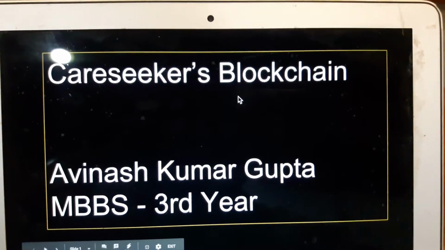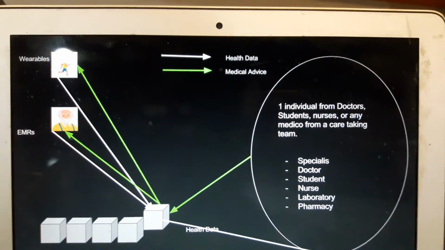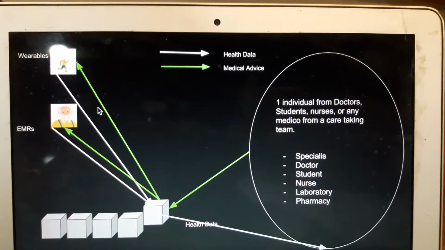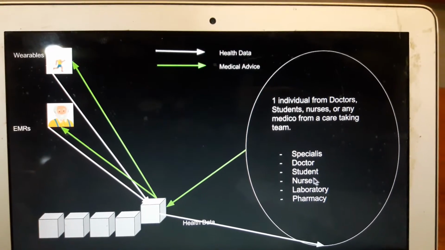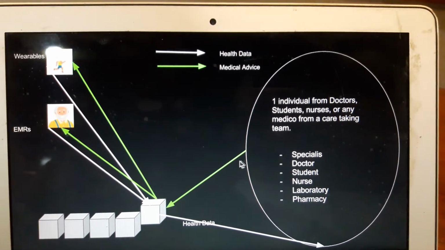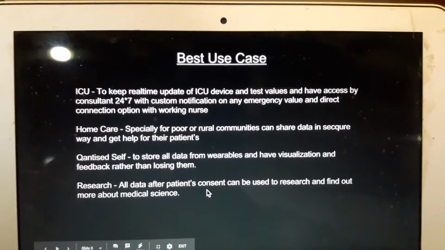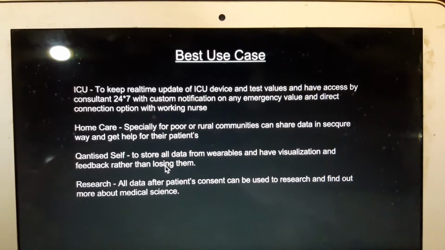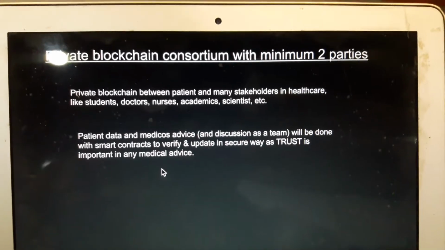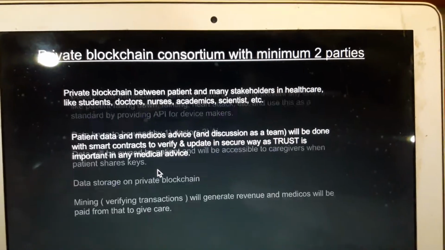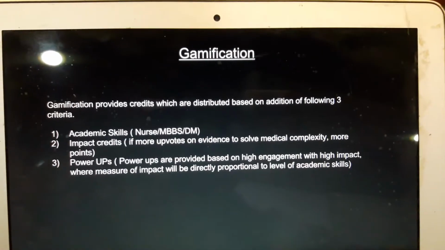I'm a third year MBBS student, and here wearables and EMRs are coming and going to all the medical fraternity, and whoever is using or consuming it, it is recorded as a transaction in the blockchain. The best use cases here are ICU, home care, self-contact and research, and it's a private blockchain between two parties, also utilizing IoT.